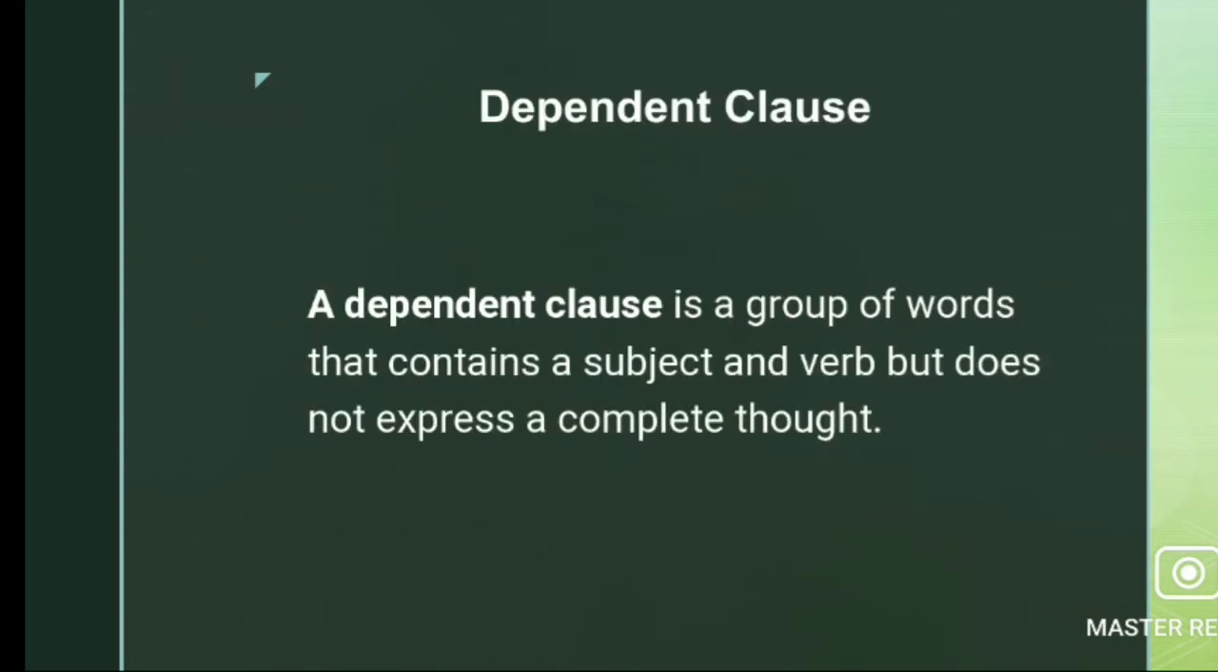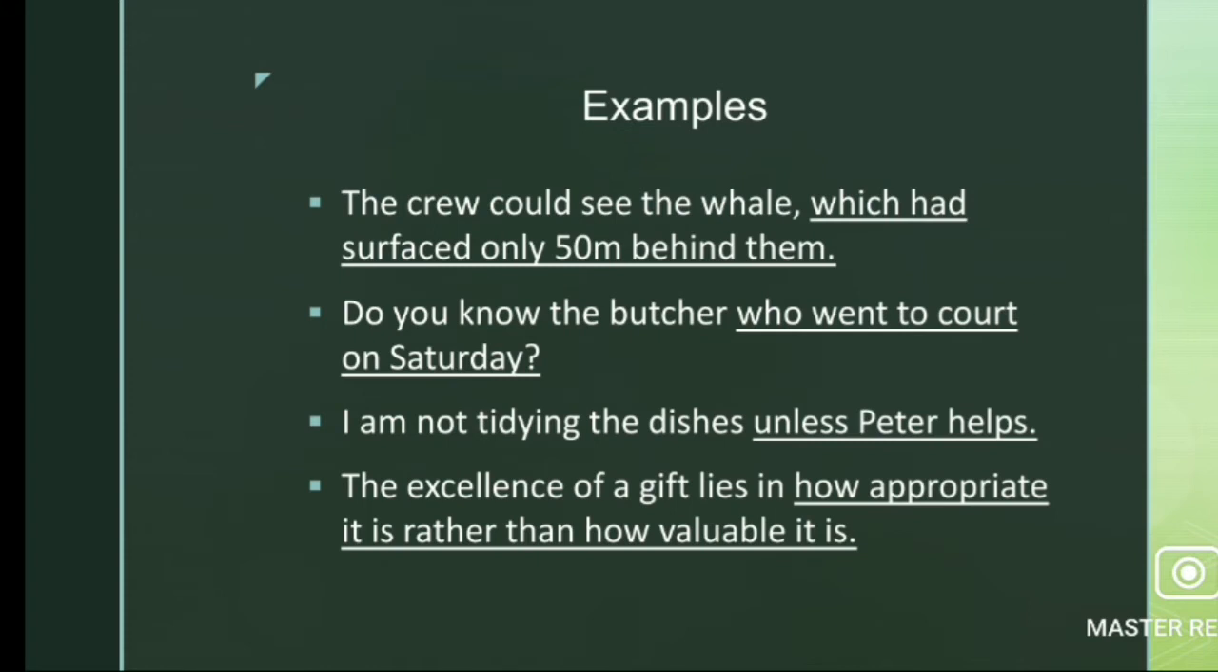Okay, now let's see dependent clause. The clause which depends on the principal clause for its meaning is called a subordinate clause or dependent clause. A dependent clause is a group of words that contains a subject and verb but does not express a complete thought. So now let's see the examples of subordinate clause or dependent clause.